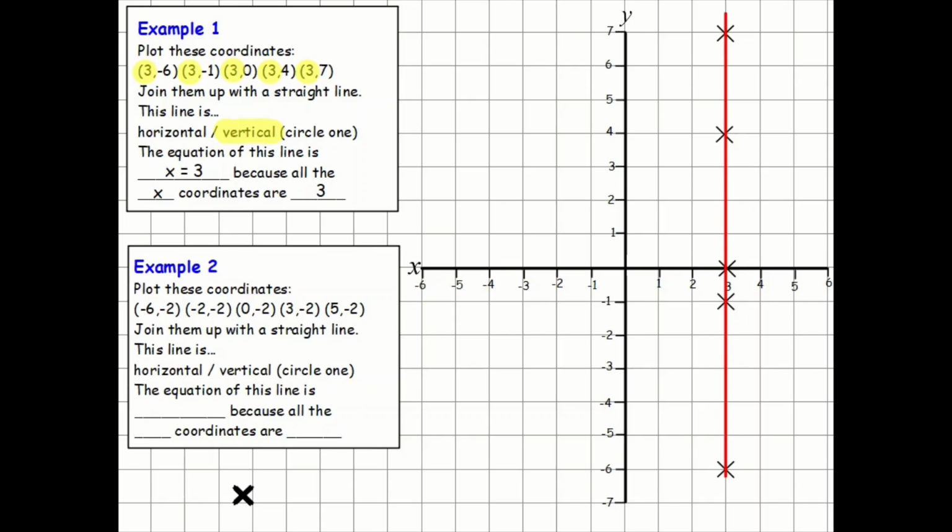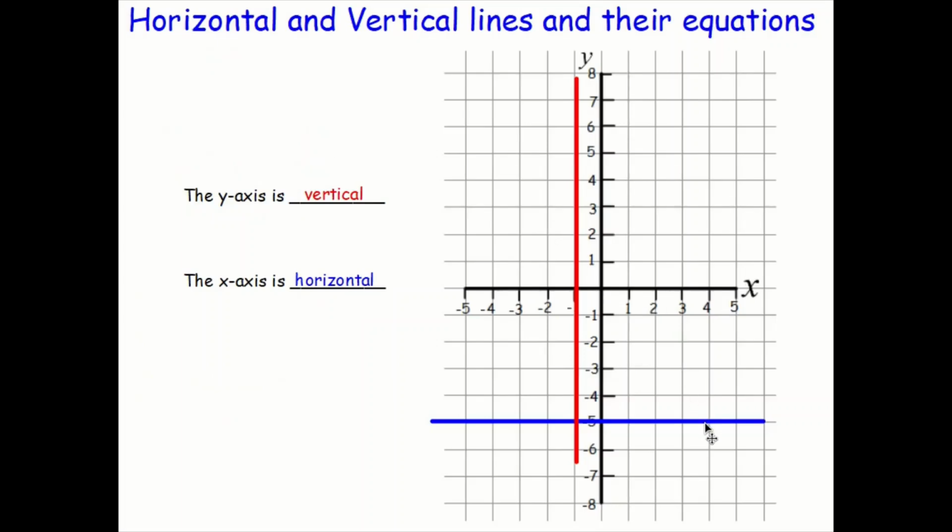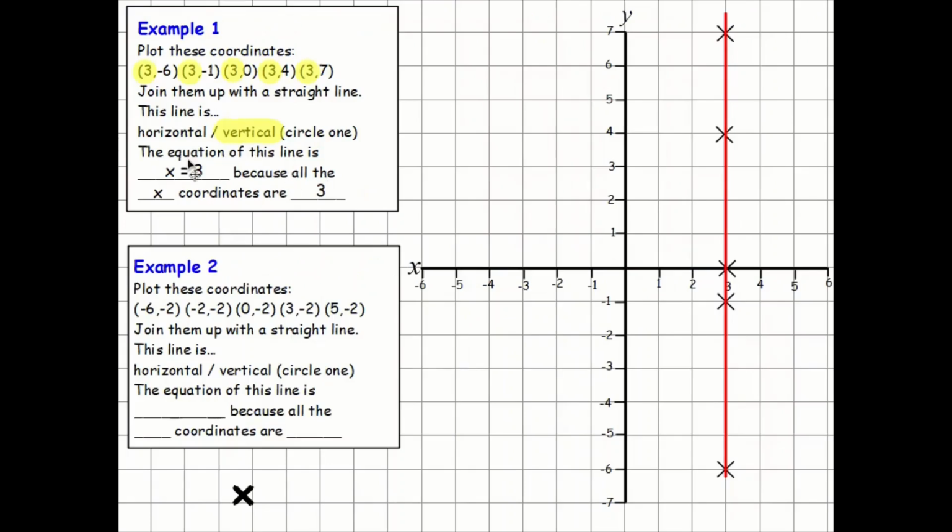Now that is a little bit interesting because, remember, your x-axis, the blue one here, was horizontal, and yet the lines x equals actually go vertically. So that's something you really have to watch out for.